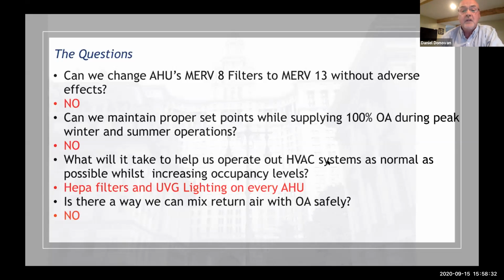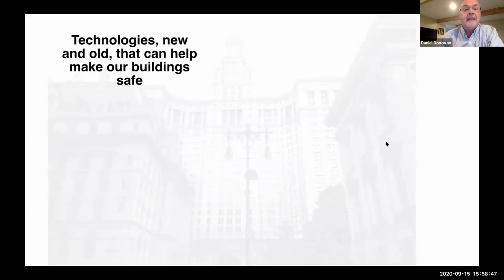And, you know, there's a difference between possibility and probability. And that's what we need to understand. And that's what we need the people who are coming in as the tenants or as the occupants to understand also. So, technologies, new and old, that can help make our buildings safe. And that's right now where we're at.